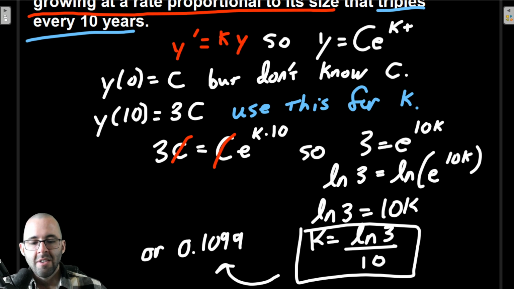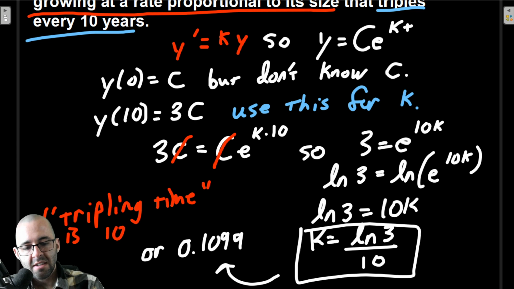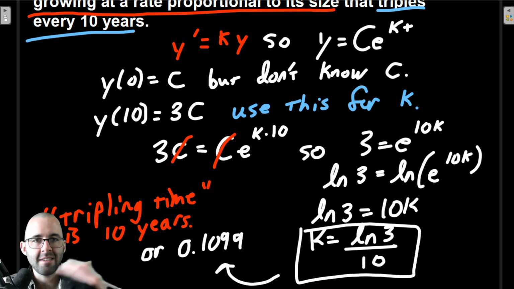There we go. This is what's known as the tripling time. The time it takes to triple is 10 years. The doubling time is very similar. It's just the time it takes to double. So this is the tripling time, 10 years. The doubling time, I don't know, maybe it's like 7 years or something. There we go. Good luck. Bye-bye.